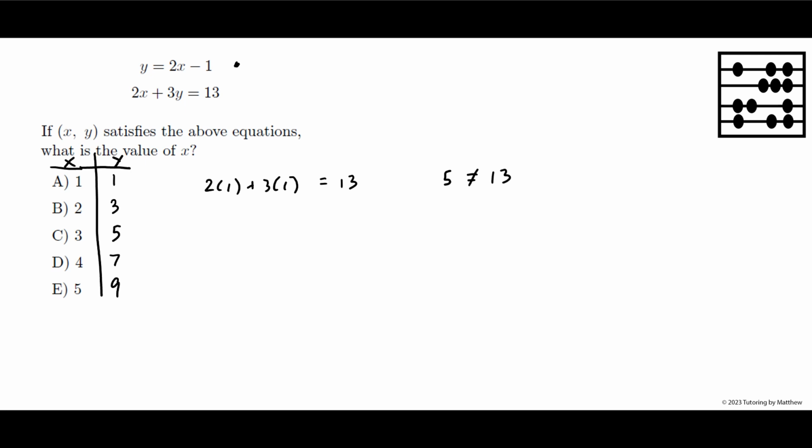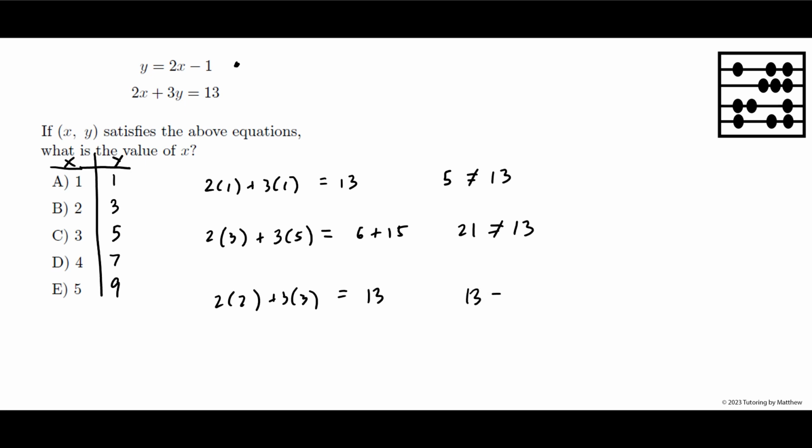Let's actually try letter C. 2 times 3 plus 3 times 5. That's 6 plus 15, 21. That's too big. The answer is probably B. Let's check. 2 times 2 plus 3 times 3. Does that equal 13? Yes, 13 equals 13.